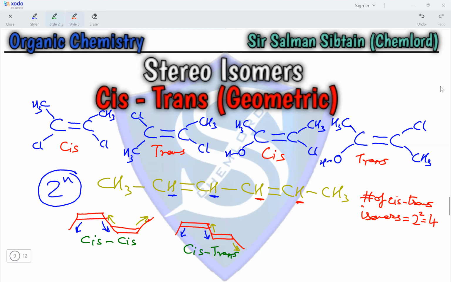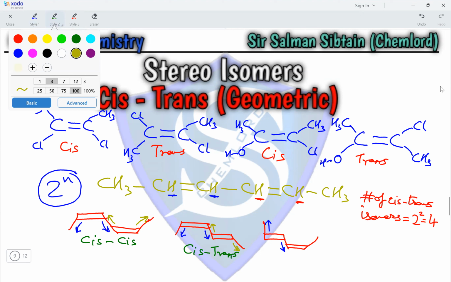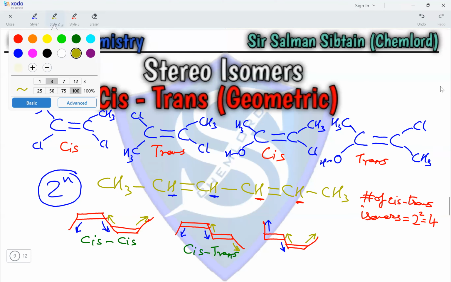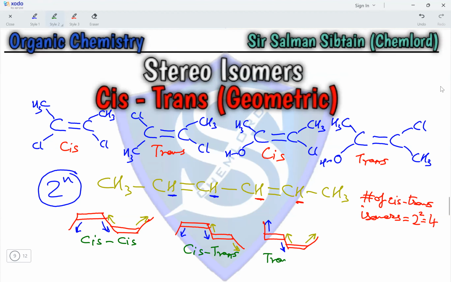Another way in which the isomers can be arranged is if we've got the first double bond showing a trans conformation while the second double bond shows a cis conformation. This can be seen with the bonds pointing in opposite directions on the first double bond and on the same side of the second double bond. So this conformation is known as trans-cis.